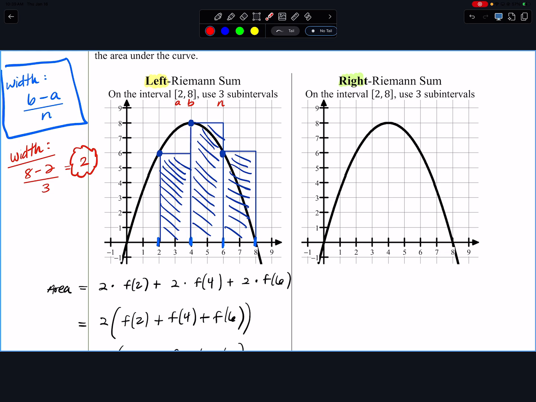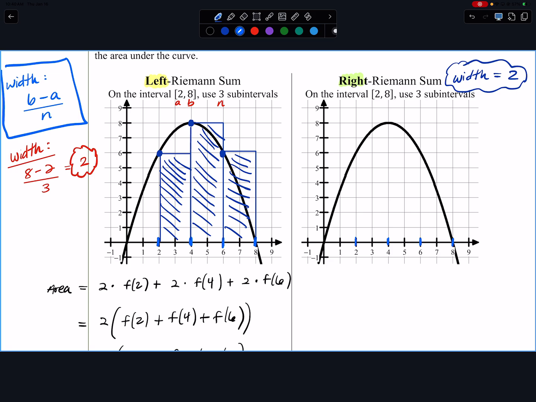Okay? So before we just jump straight to the problem, remember you always find your width first. But what I want you to notice is, do you see how it's from 2 to 8, 3 subintervals? It's the same directions here. So the width is going to be the same here, but you always want to check that first. So the width here is still just 2. So from 2 to 4, 4 to 6, and then from 6 to 8.